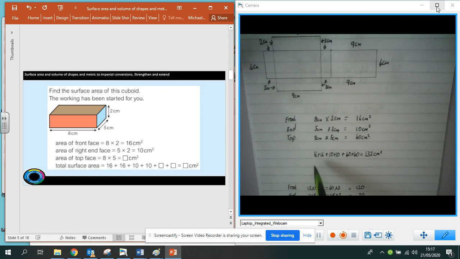Then we add 2 of each, because remember, each face that's shown has got another one directly behind it. So you've got 16 add 16 add 10 add 10 add 40 add 40 to make a total of 132 square centimeters. If you need to pause the tape to write the correction, please do so now.